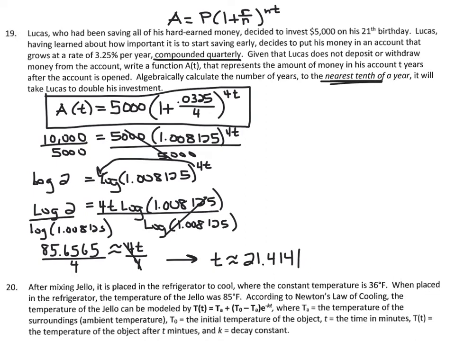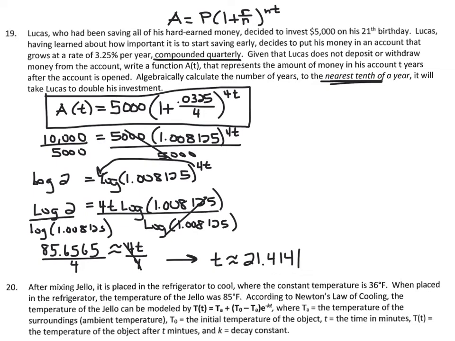Now we have to decide which way to round because they want us to round to the nearest tenth. So we have to say, am I going to round this down to 21.4 or am I going to round it up to 21.5? Now if you were to round to the nearest whole number, this 1 tells us to leave it at 21.4. But think about it. He wants his investment to double. If you round down, not enough time will pass for the investment to double. Less time will pass, so they'll be under $10,000.